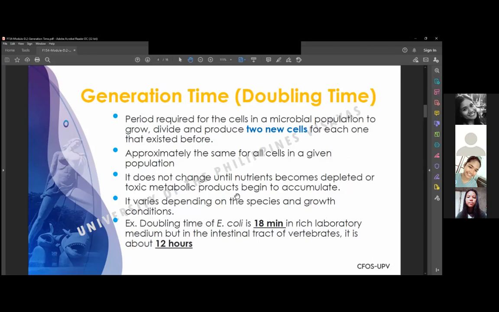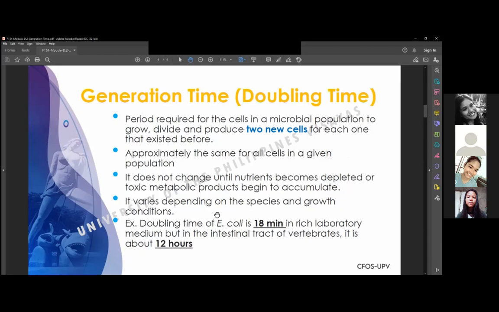When a cell divides into two, the time required for that to take place is called the generation time. So it does not change until nutrients become depleted or toxic metabolic products begin to accumulate. So hanggat nasa log phase siya, yung growth niya, the generation time will always be the same. Okay?